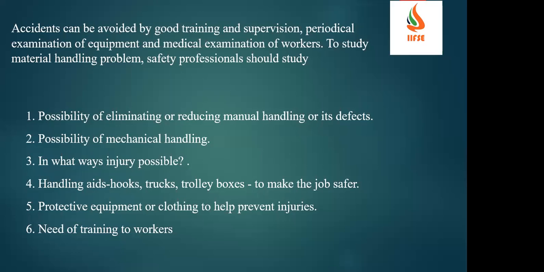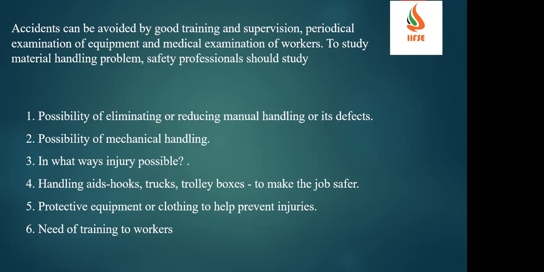To avoid that, we try to find out the solution, how we can make it a mechanized process so that we can avoid all these slip, trip, fall cases. Then, possibility of mechanical handling: we have to see the possibility of mechanical, and in what ways injury is possible. Think about the ways, the chances, the probabilities for an injury to happen from all points of view: the man, machine, material, and method.